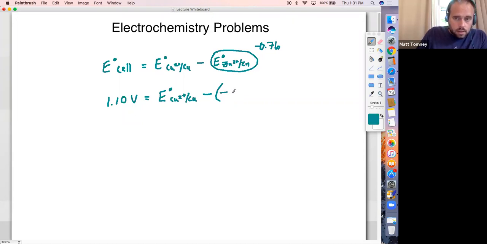So this will be 0.76 volts. Okay, negative and negative, that means I'm going to add this. So it's really plus 0.76 volts. And then if I solve for that, because that became plus, then I subtract it from both sides. So I'm going to get rid of this on this side, which means I would also take it from this side.